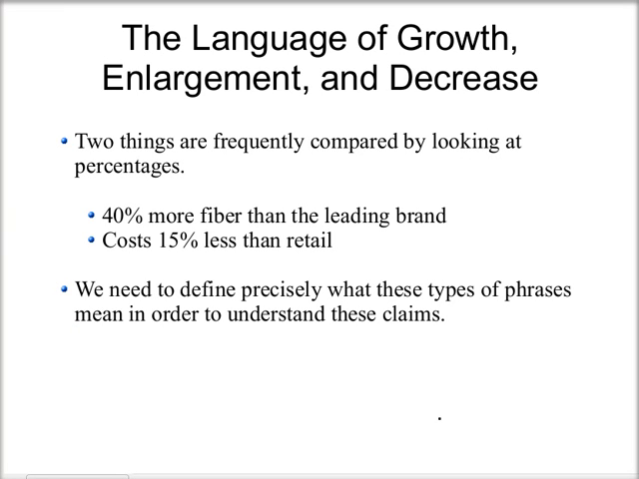In this section, I also want to talk about the language of growth, enlargement, and decrease. Two things are frequently compared by looking at percentages. We can say, for example, that a cereal has 40% more fiber than the leading brand, or that an item costs 15% less than retail at a club store. So we want to define precisely what these types of phrases mean so that we can understand these claims.